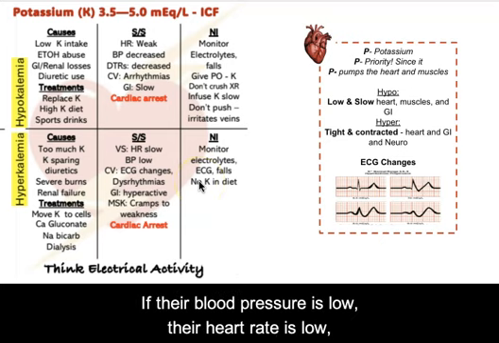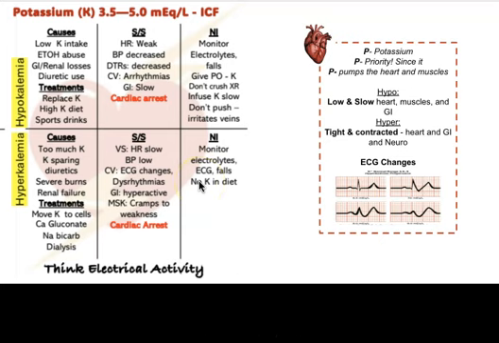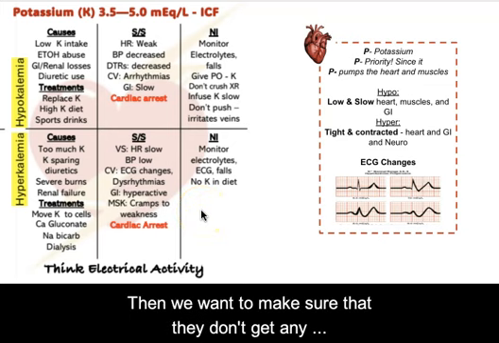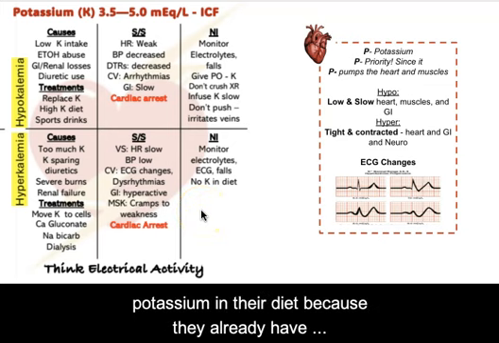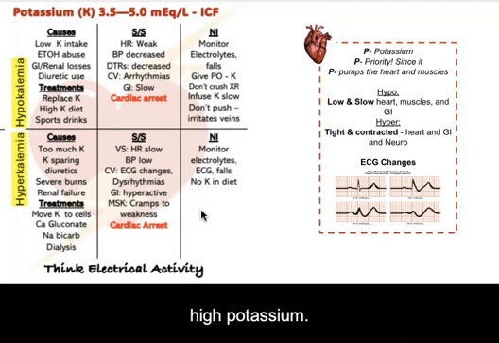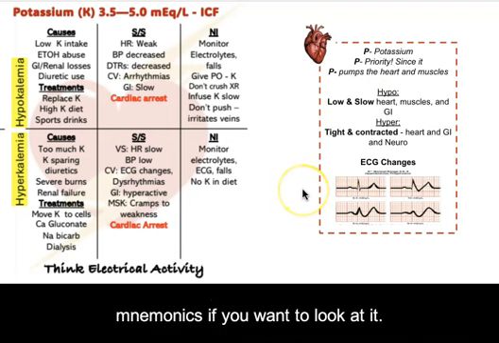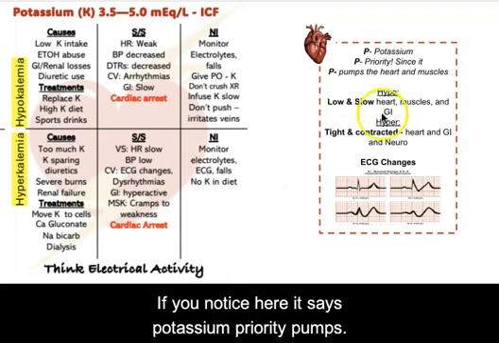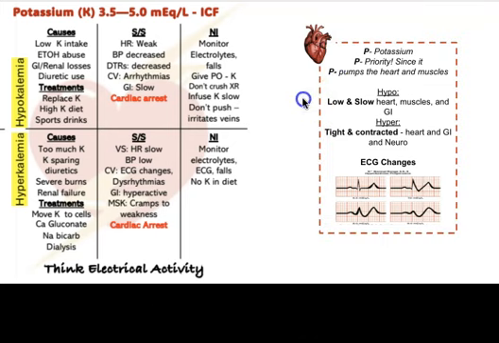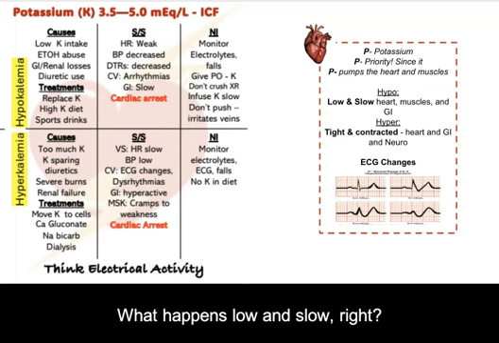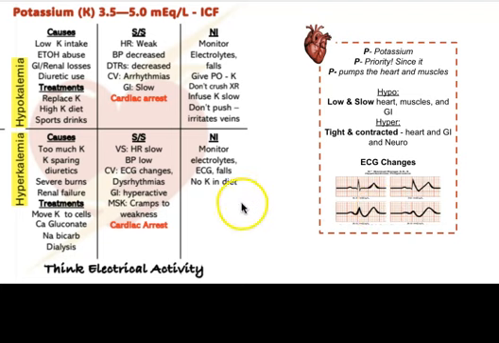If their blood pressure is low, their heart rate is low, they may fall, right? Then we want to make sure that they don't get any potassium in their diet because they already have high potassium. So over here, again, there's a few more mnemonics if you want to look at it. If you notice here, it says potassium priority pumps the heart and muscles, right? Then you have hypo, what happens? Low and slow, right? Hyper, tight and contracted.